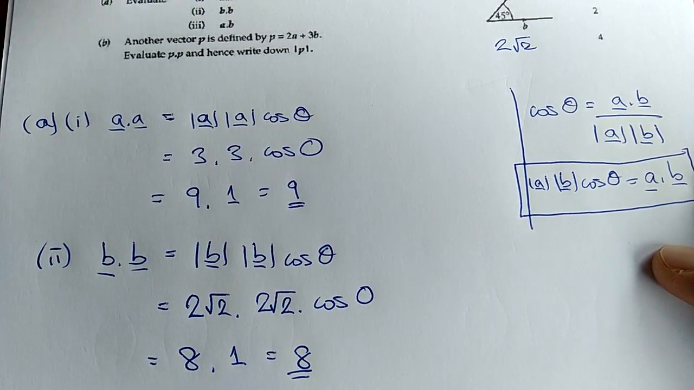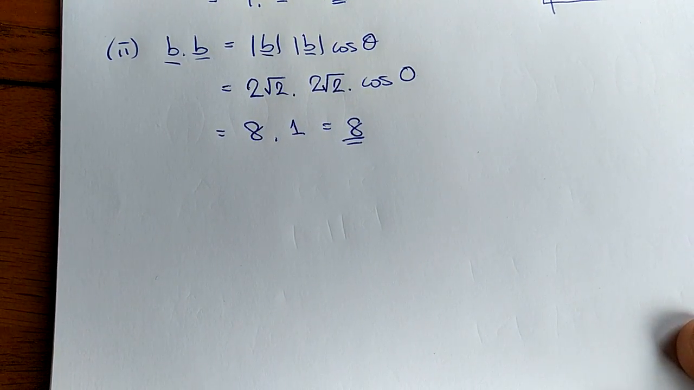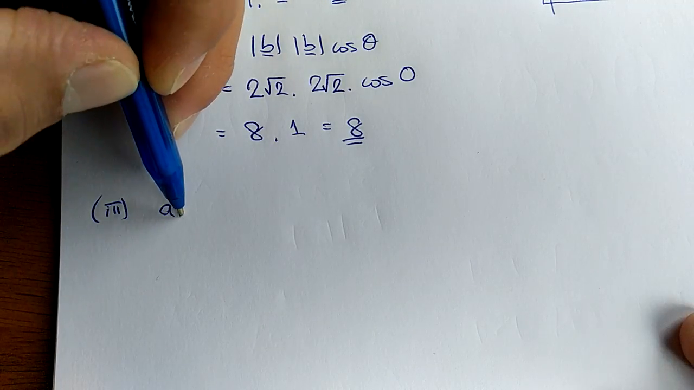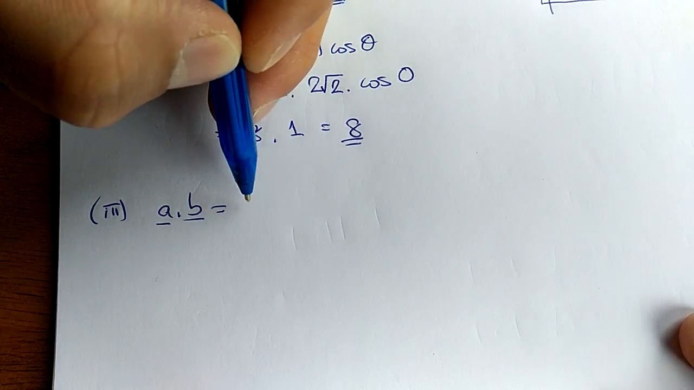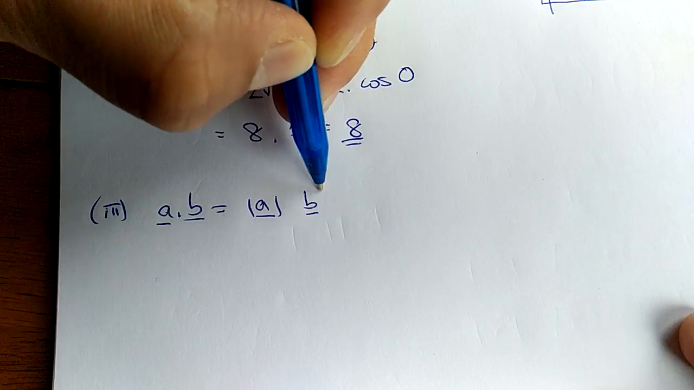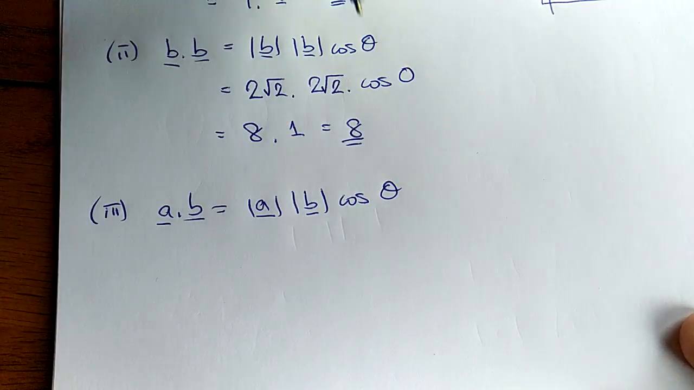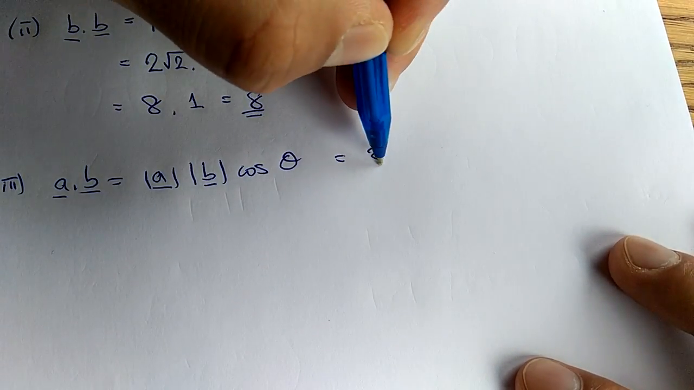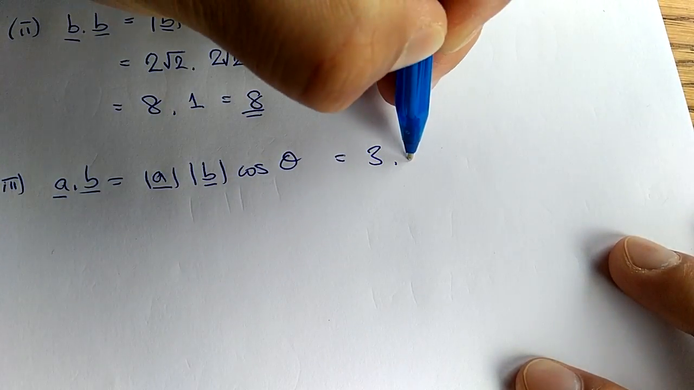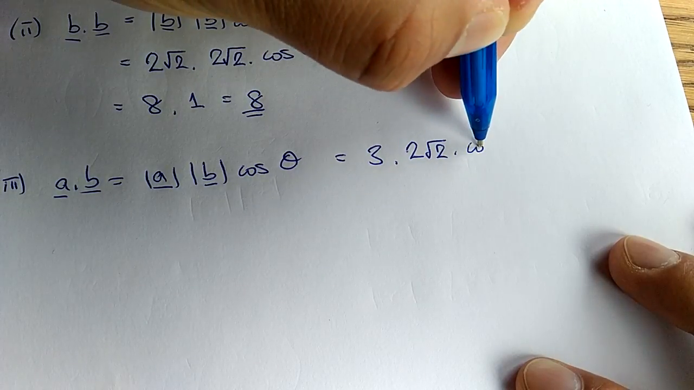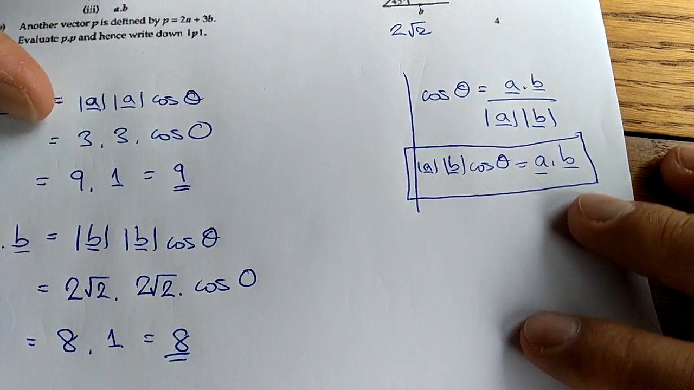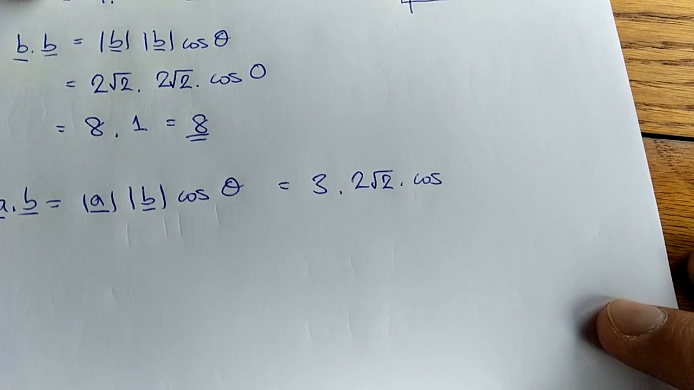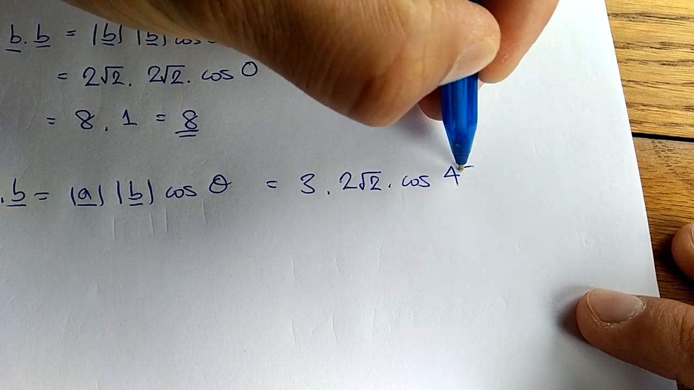Now we're going to find A dot B. Exact same principle, yet again, nothing changes. So part 3, A dot B will be the magnitude of A times the magnitude of B cos of the angle between them. Okay, so the magnitude of A, we already know is 3. The magnitude of B is 2 root 2. And the angle between A and B, if we go up and have a look, just to remind ourselves, it's 45 degrees. So it's cos of 45.